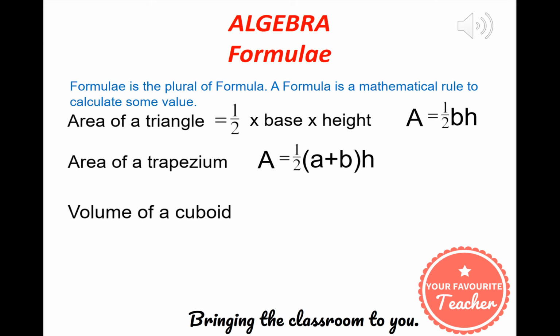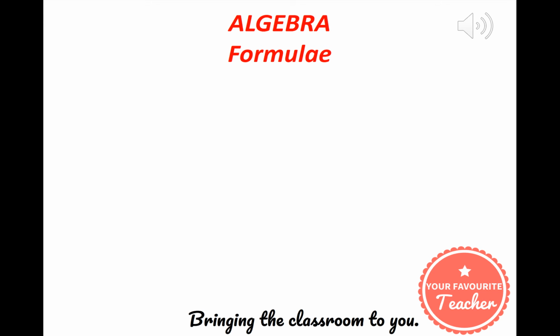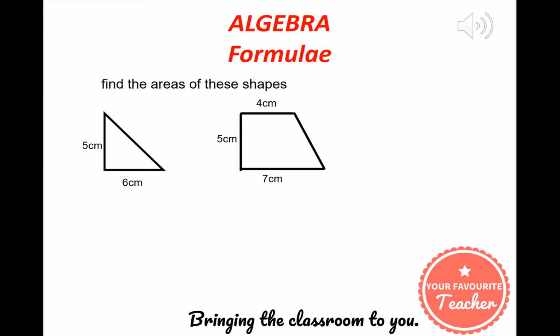We can also say what's the volume of a cuboid. In this case, V is length times width times height. And finally, the velocity of an object has a formula as well. V equals U plus AT, where U is initial velocity, A is acceleration, and T is time. So all of these are formulae. We use our formulae to calculate things once we know the values of some of the variables in the formulae.